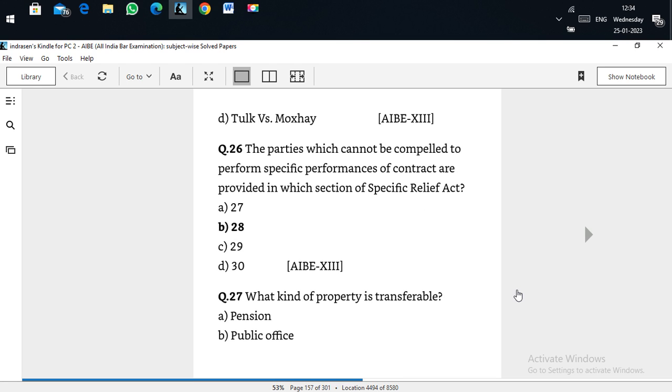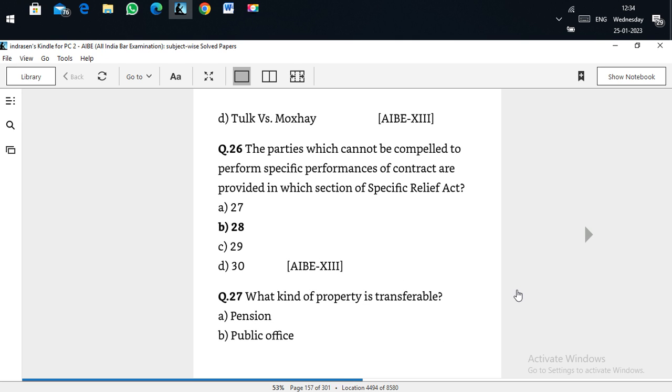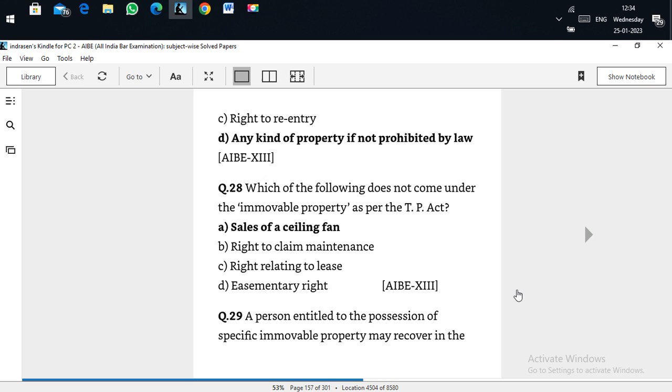Bellamy versus Saban. The parties which cannot be compelled to perform specific performance of the contract are provided in which section of the Specific Relief Act? It is Section 28 of the Specific Relief Act. What kind of property is transferable? Any kind of property, if not prohibited by law, is transferable.